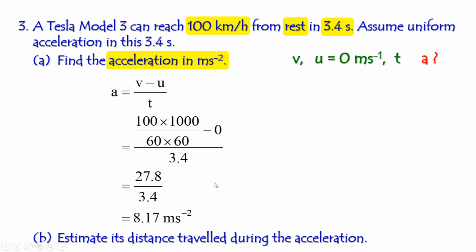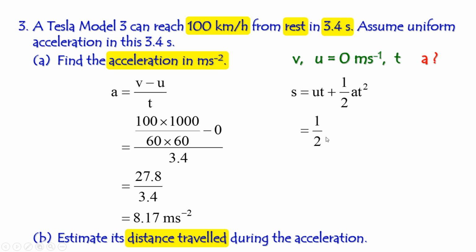Is it okay? Okay, it is for part A. And in part B, you have to estimate the distance travelled during the acceleration. Okay, that means how far the Tesla Model 3 travels during this 3.4 seconds. So you need to find out the distance travelled, which equation should you use? So it should be the third equation, because this equation helps you to find out the distance travelled. And then, do you have the initial speed? No, it is 0, so you can ignore the first term.